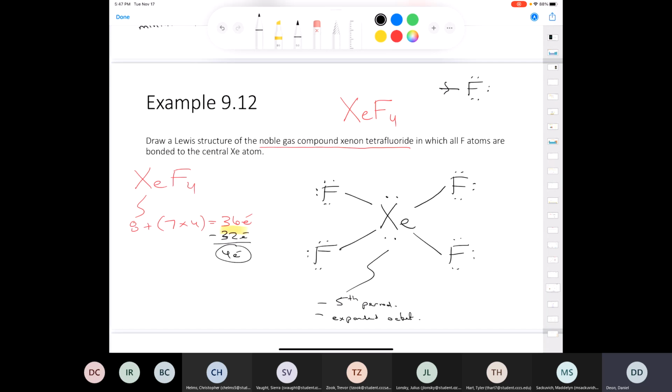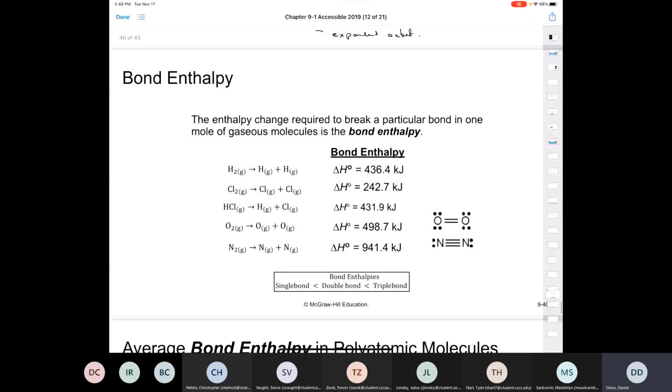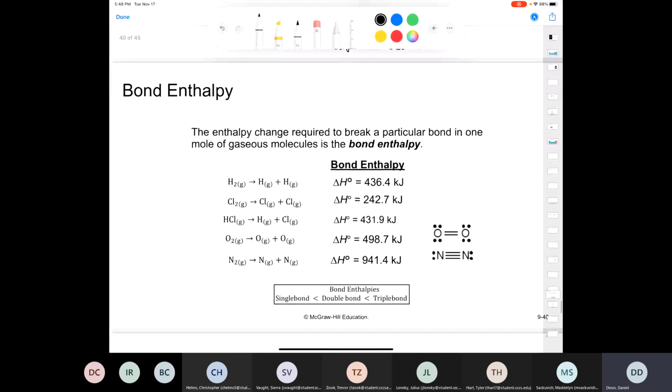All right, let's switch gears and get into the very last section of this chapter, which deals with bond enthalpies. We spent some time talking about enthalpies earlier on in our thermodynamics section, but now we're going to talk about bond enthalpies. The enthalpy change required to break a particular bond in one mole of gaseous molecules is referred to as the bond enthalpy. I got a bunch of beautiful examples here. We'll start with the first one.